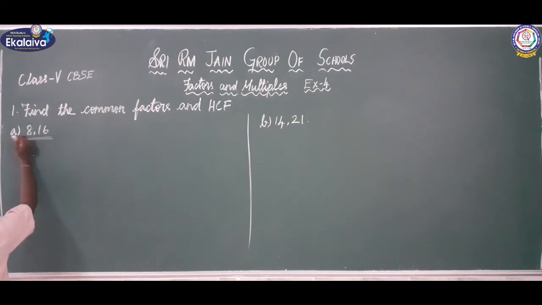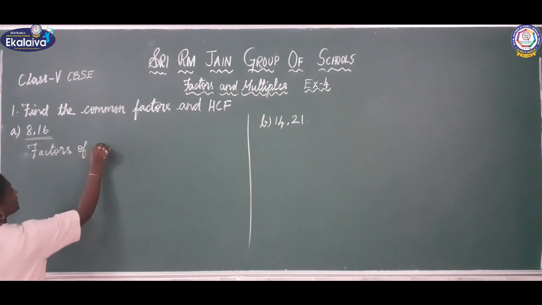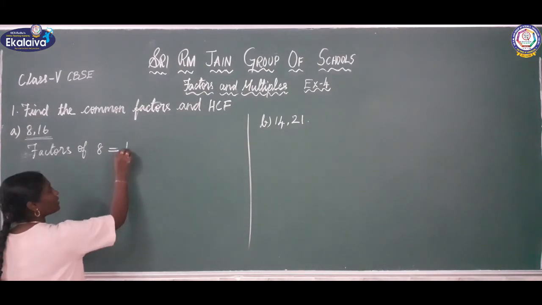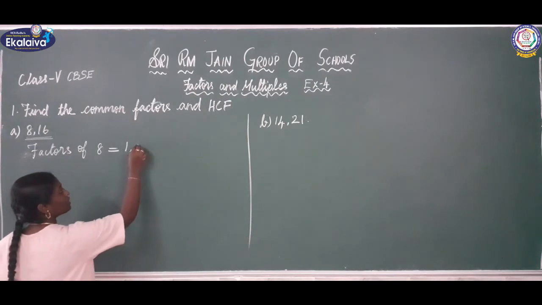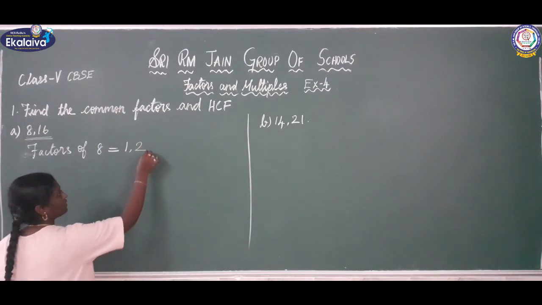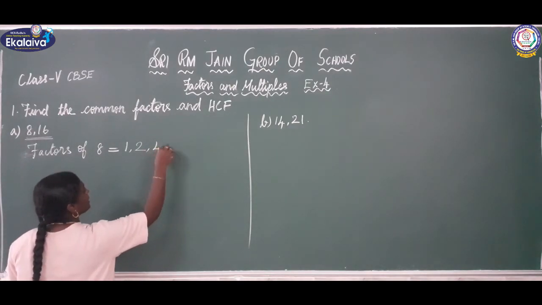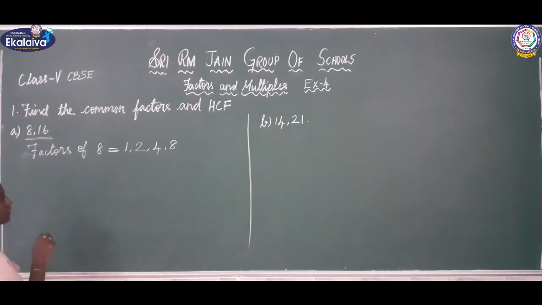First, factors of 8. We have to find the factors of 8 separately and factors of 16 separately. Factors of 8. Which are the factors of 8? One is the factor for every number. Here 8 is an even number, so 2 is a factor. Then 3 is not a factor, and 4 and 8. So 1, 2, 4 and 8 are the factors of 8.